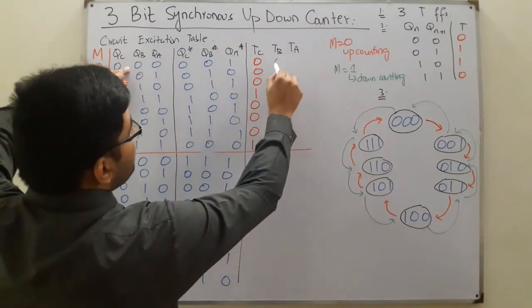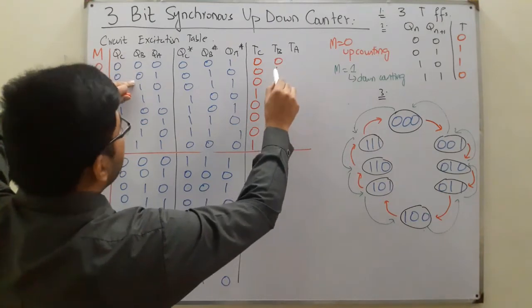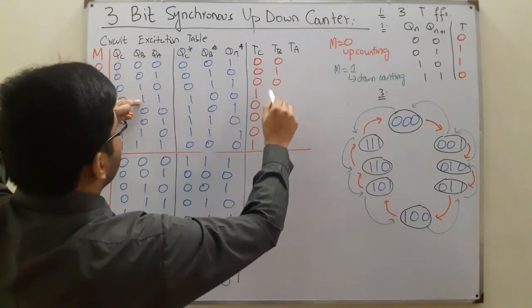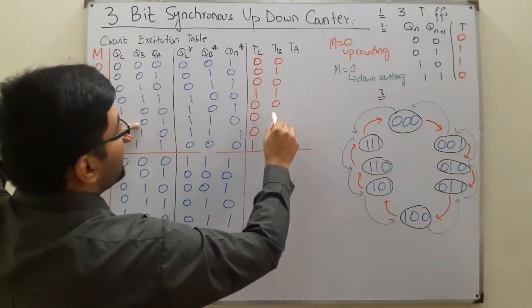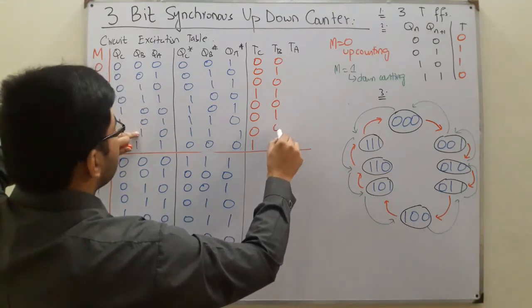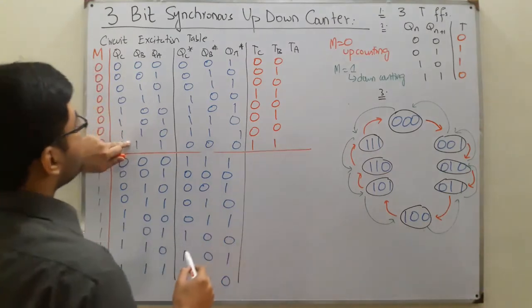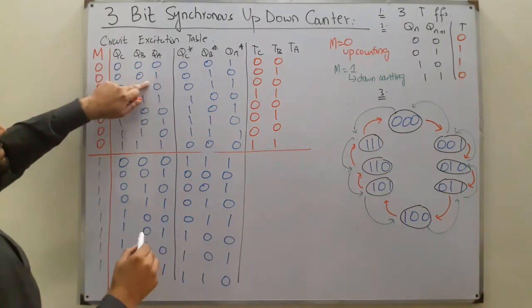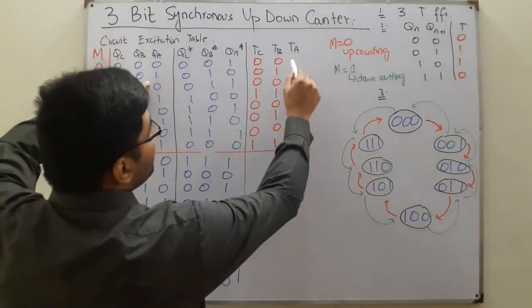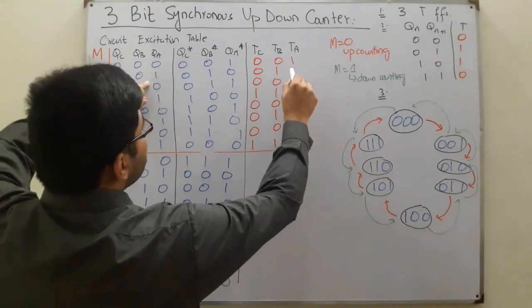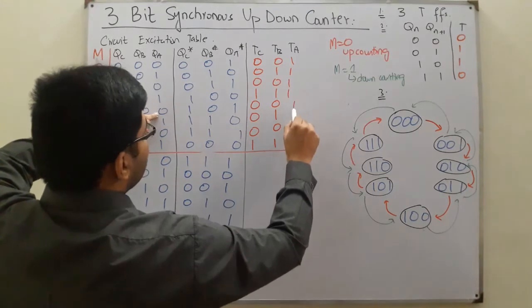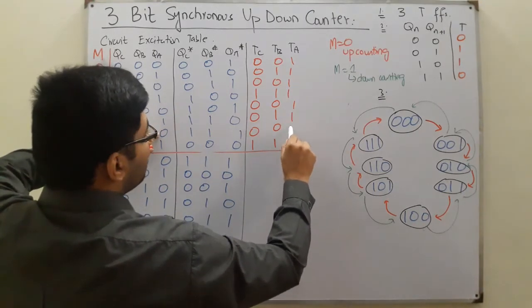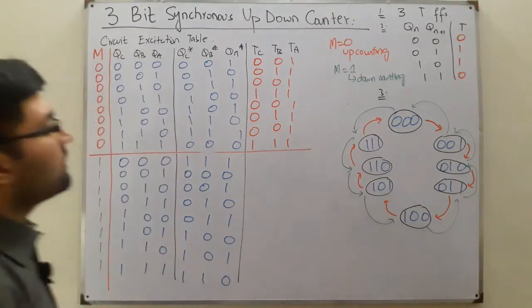00 is 0. 01 is 1. 11 is 0. 10 is 1. 00 is 0. 01 is 1. 11 is 0. And 10 is 1. For TA, so QA and QA star. 01 is a 1. 10 is a 1. 01 is 1. 10 is a 1. 011, 101, 011, and 101. So all of them are 1.